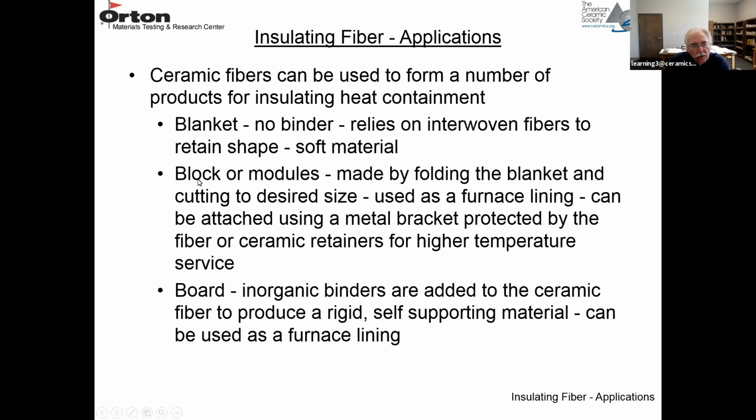It can be a block or a module made up from a blanket. So you can fold a blanket and cut it to the desired size, and you can use it as a furnace lining. That folded blanket can be attached to a furnace wall with a metal bracket to form the lining for that furnace. You can make it into a fiber board with inorganic binders, and now you have a rigid, self-supporting material, and that also can be used as a furnace lining. So two forms are common, the blanket form and the board form.